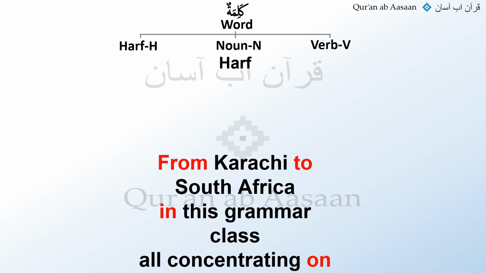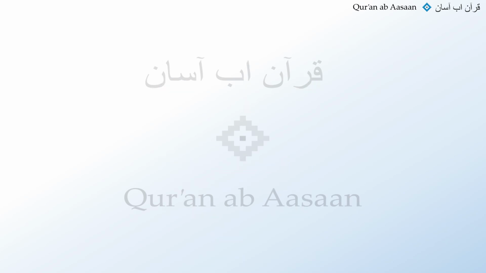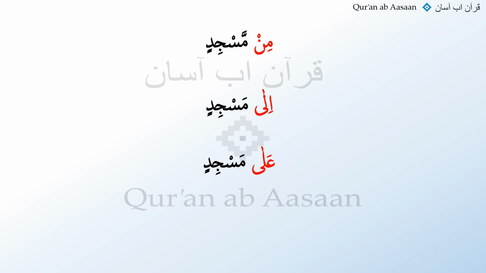Let's see how they appear in Arabic. Min masjidin, it's min and masjidin. It's just because they're written together. We are going to say min masjidin, then ila masjidin, ala masjidin, and what would be the next one? Fi masjidin. Excellent. All right.